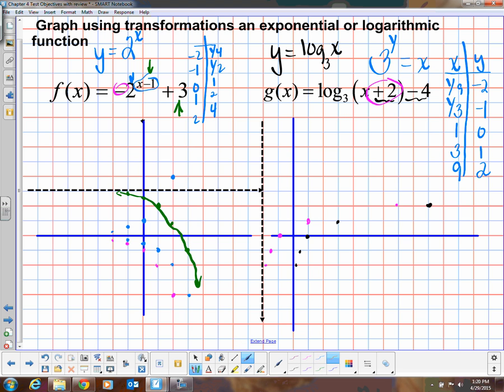So we're going to, what color? Green. So now 1, 2, 3, 4. We've got 1, 2, 3, 4. 1, 2, 3, 4. And 1, 2, 3, 4.